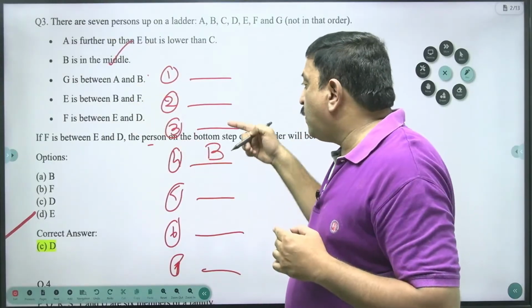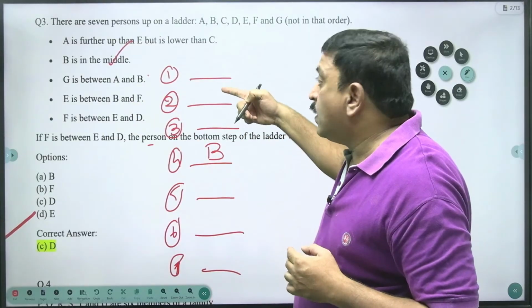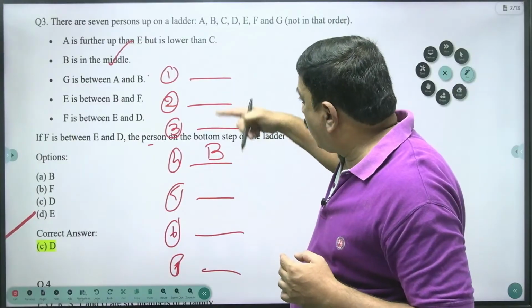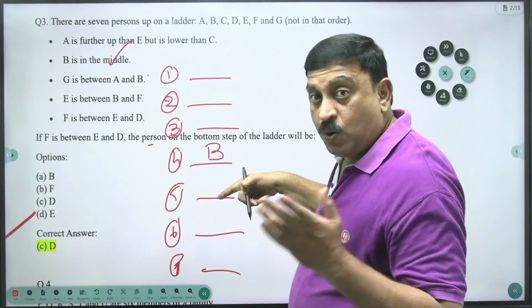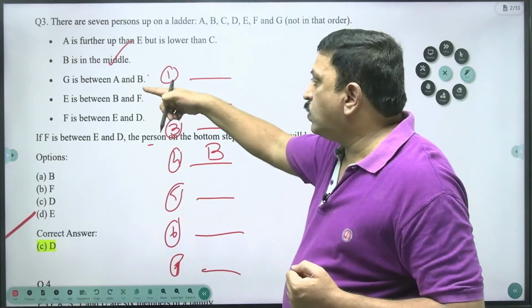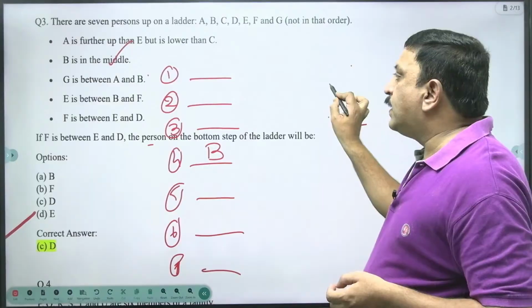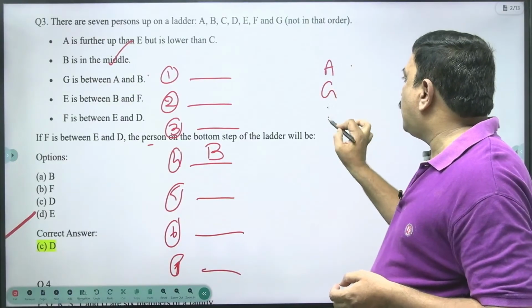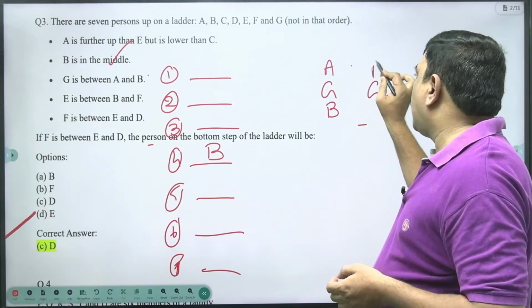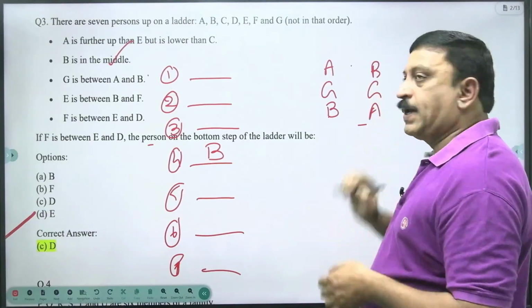G is between A and B, so G can be between A and B. Either G is here or G is here, we don't know that one, right? So we can't do that one. So I will take the comparative information here. G is in between A and B. Let us say this is A, G, B, or it is B, G, A. Okay, these two can be the cases.